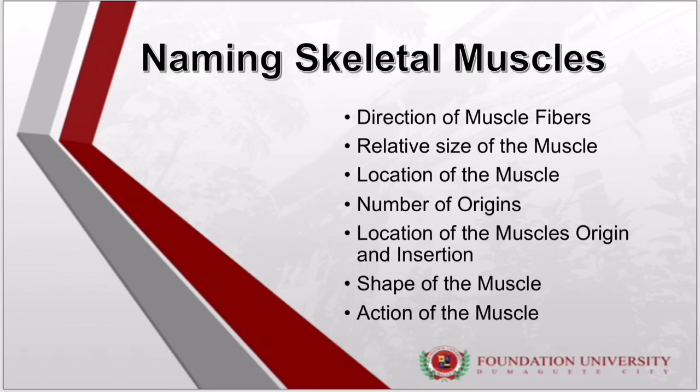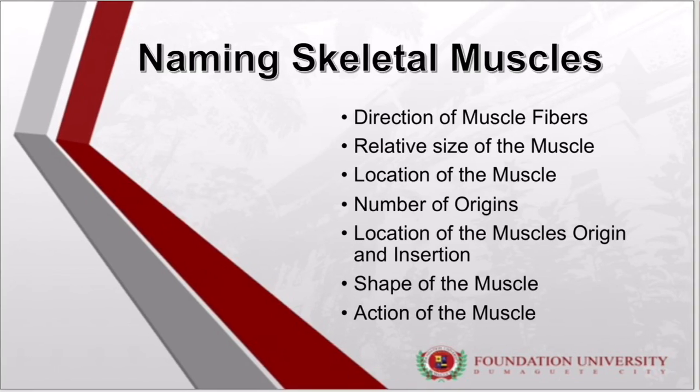Location of the muscle's origin and insertion, or attachment sites. For example, the sternocleidomastoid is named from its origin, the sternum and clavicle, and its insertion, the mastoid. Shape of the muscle. An example is the deltoid, meaning triangular. Action of the muscle. For example, the adductor muscles bring about adduction.